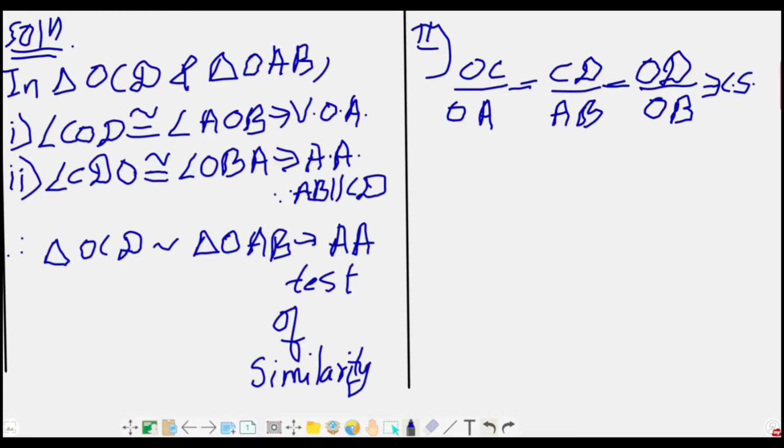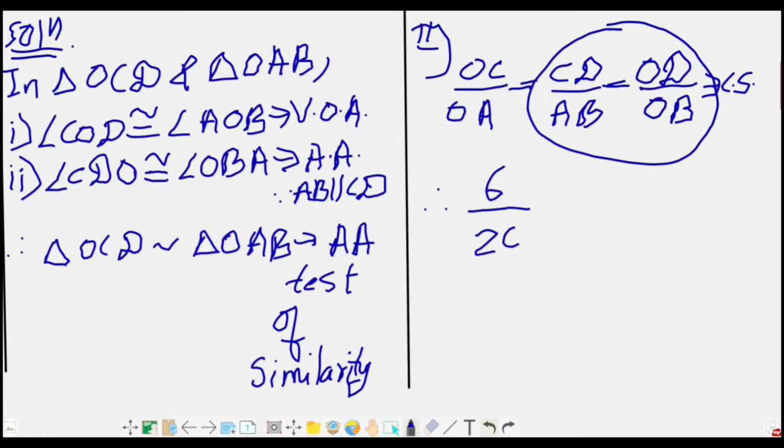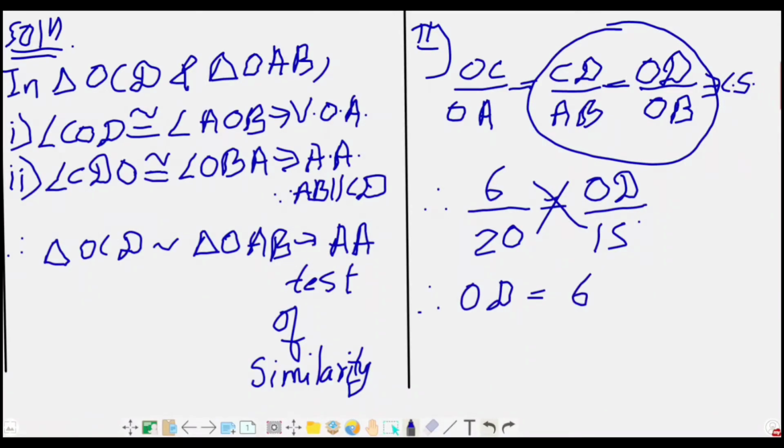Now in this, AB, DC and OB are given. So I will take these two ratios and substitute the values. My DC is 6, AB is 20, OD is asked to calculate and OB is given 15. Now cross multiply. Therefore your OD will be 6 into 15 upon 20.